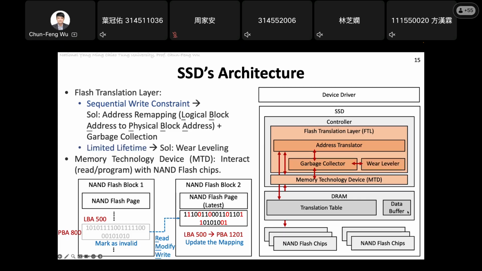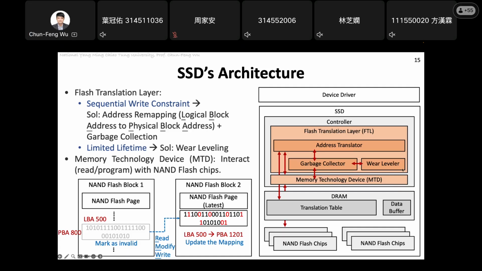There is another component called the wear leveler. It has two words. Wear means that we write data to the NAND cells, and the dielectric layers will be worn out. So this is called wear. The dielectric layer becomes thinner and thinner, and this is called wearing out. Level means we evenly distribute this phenomenon to all the cells.